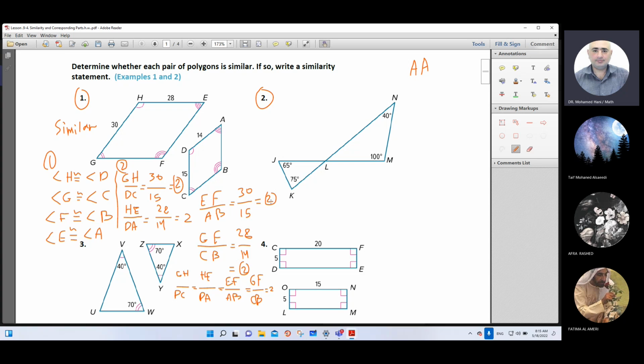Now as we see here, we have 65. Here we have 75. We can find this angle. How to find this angle? Who can tell us? How to find the third angle in the triangle? How do I calculate this angle? What is the sum of the angles of a triangle?